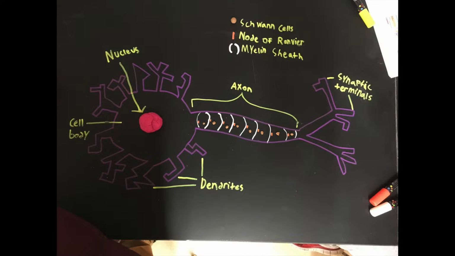Then in the middle we have the axon, which transfers the messages from one side to the other, and this is made up of Schwann cells, and the Schwann cells are protected by the myelin sheath, and then just in between all those are the nodes of Ranvier. Then on the right side we have the synaptic terminals, and these branch off away from the axon and send the message to the nearby cells as well.